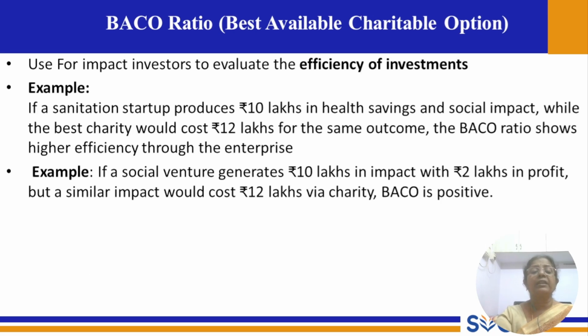Use: for impact investors to evaluate the efficiency of investments. Example, if a sanitation startup produces rupees 10 lakh in health savings and social impact, while the best charity would cost rupees 12 lakhs for the same outcome, the BACO ratio shows higher efficiency through the enterprise. Example, if a social venture generates rupees 10 lakhs in impact with 2 lakhs in profit, but a similar impact would cost 12 lakhs via charity, BACO is positive.